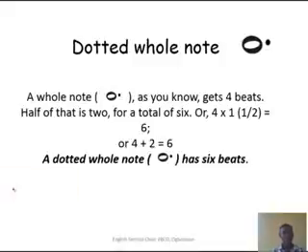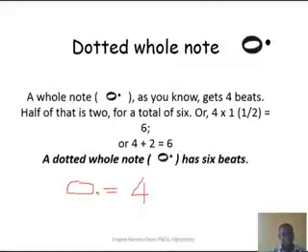But how did that happen? You know, a whole note under 4/4 time signature has a beat value of 4. But what happens when it is dotted? And this is what happens.